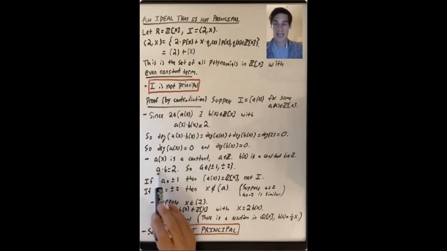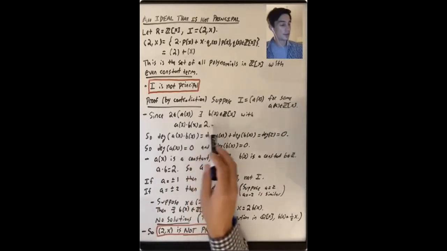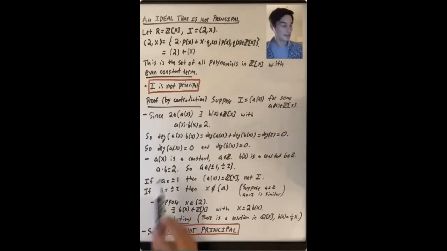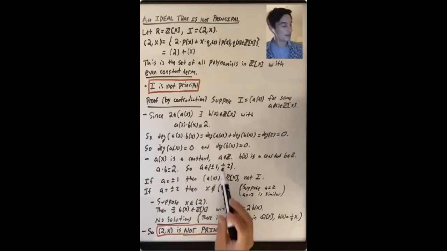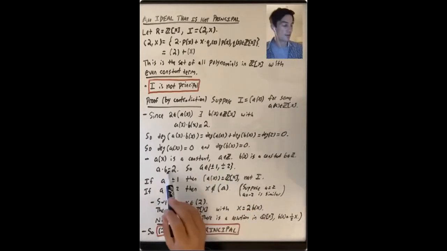So what's true? A times B equals 2. So what does that mean? These are 2 integers that multiply to 2. So A is plus or minus 1, or it's plus or minus 2. If you pick your value of A, you see what B has to be.